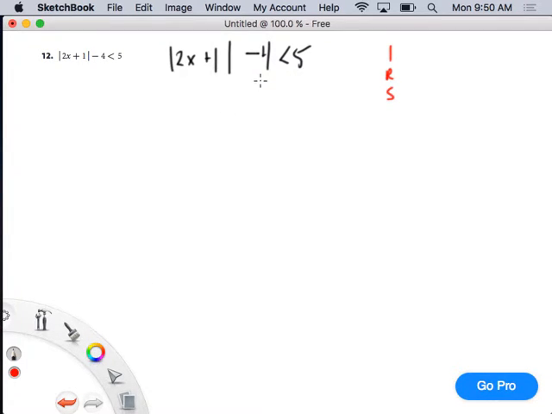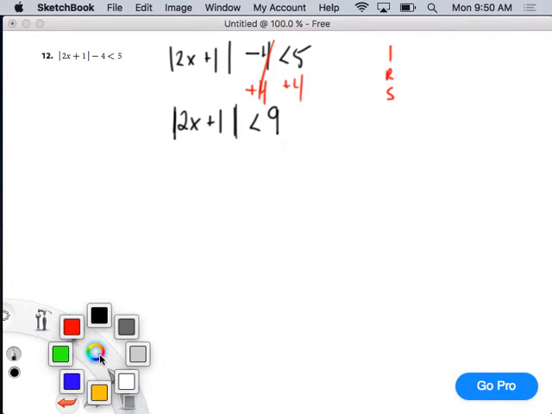So what's my first step to isolate this? How do I isolate it? Add 4. Good. Add 4 to both sides. End up with the absolute value of 2x plus 1 is less than 9. Have I isolated, class? Yeah, all I have on the left-hand side is my absolute value.